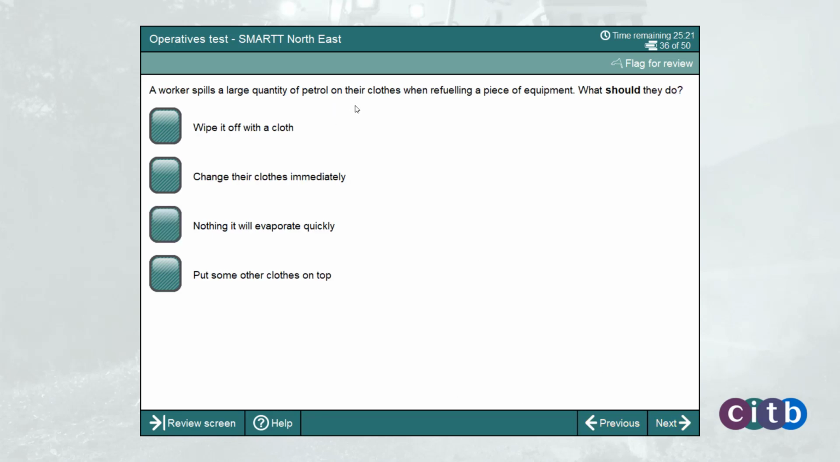A worker spills a large quantity of petrol on their clothes when refueling a piece of equipment. What should they do? Wipe it off with a cloth. Change their clothes immediately. Nothing. It will evaporate quickly. Put some other clothes on top.